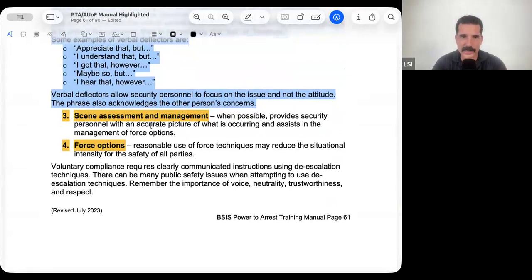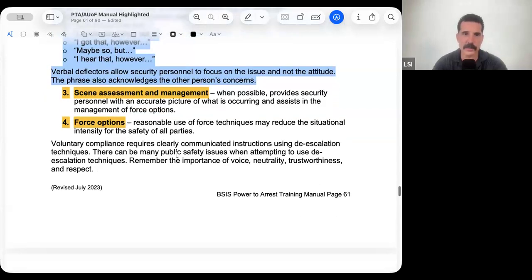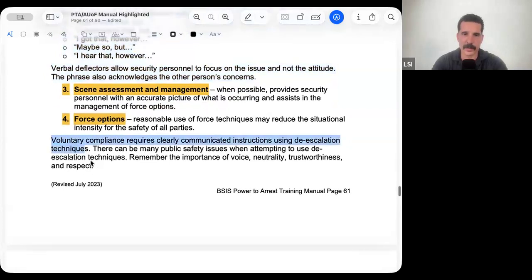When possible, it provides security personnel with an accurate picture of what is occurring and assists in the management of force options. You're also going to highlight number four where it says force options. Highlight that. Force options: reasonable use of force techniques may reduce the situational intensity for the safety of all parties. And then it continues.